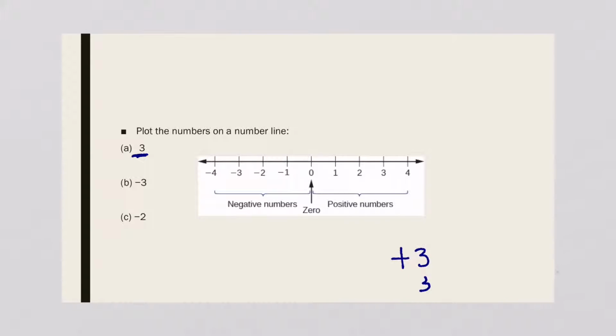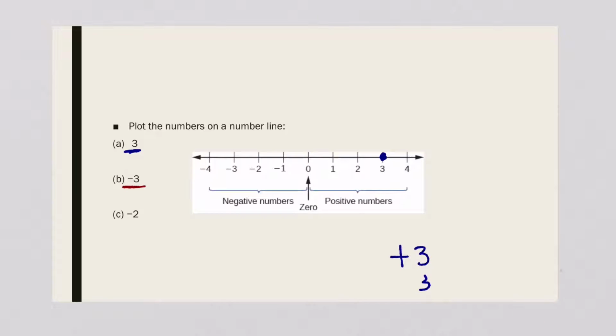So going back to this, plotting these numbers on the number line, I'm going to just put a dot at the number 3. For this one, I'm going to put a dot at negative 3. And for the last one, I'm going to put a dot at negative 2. That's it. We just plotted those numbers on the number line. That's all you have to do for that.